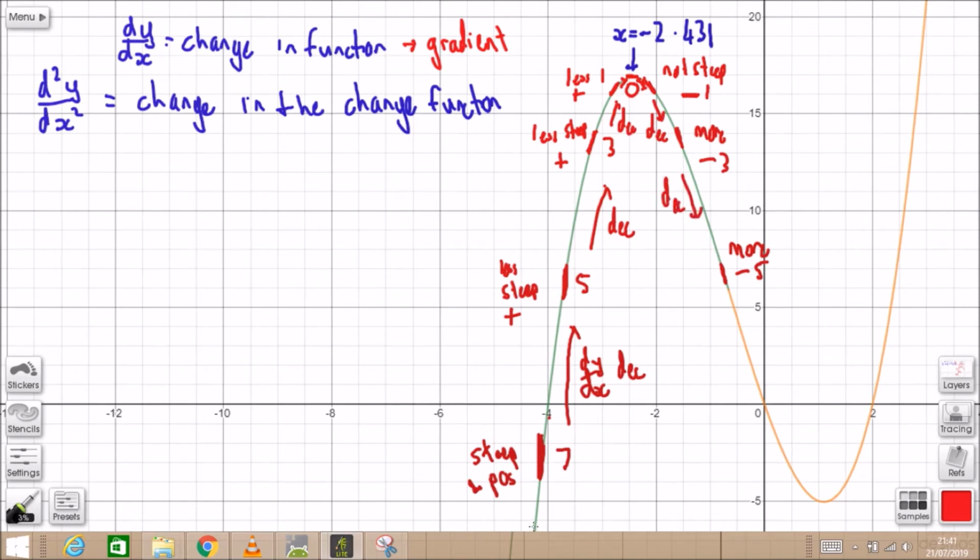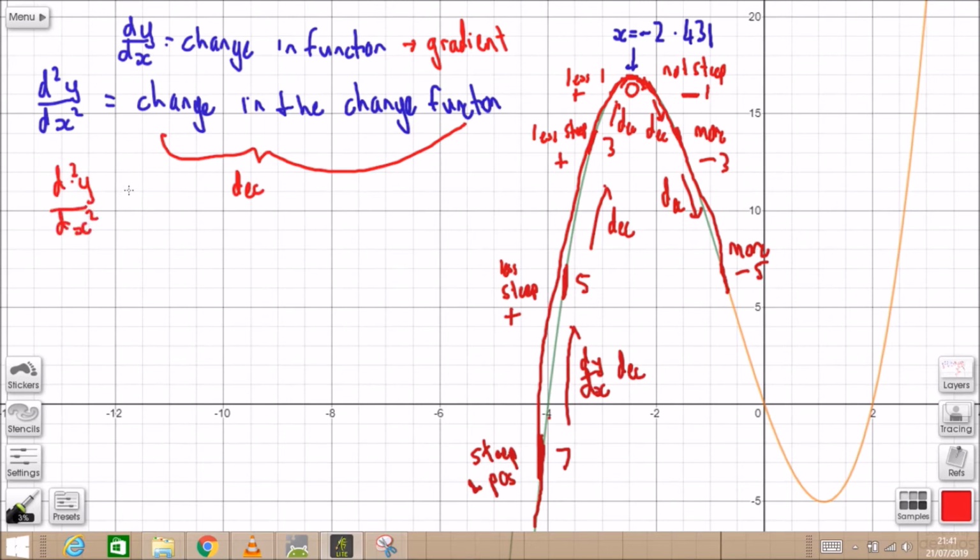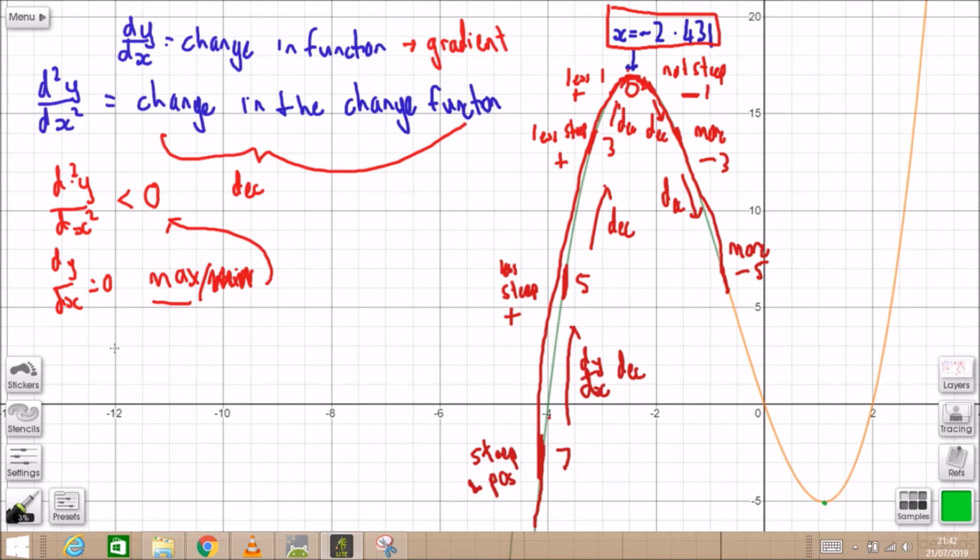So the change in the gradient, for this whole section here, is negative because the gradient is decreasing. So here we can see the change in the gradient has to be less than 0 because it's a negative change. Which means this point here, where the first derivative is 0, has to be a maximum or minimum. We know that it's the top of a hill, so it has to be a maximum, which occurs when the second derivative is less than 0.